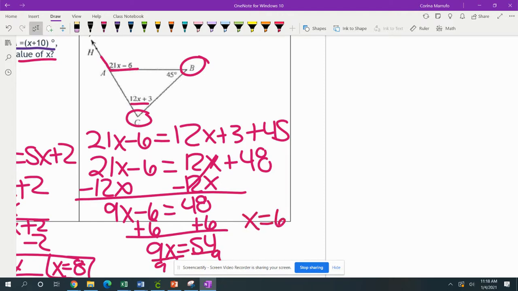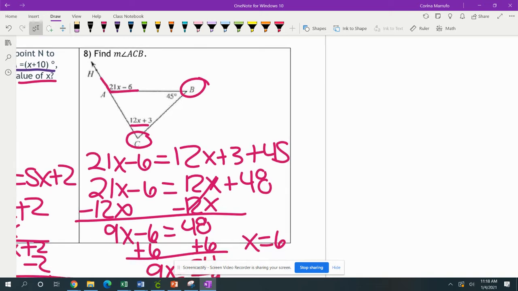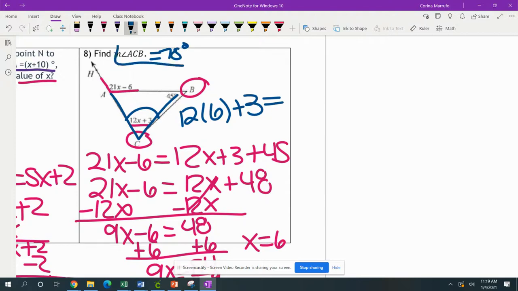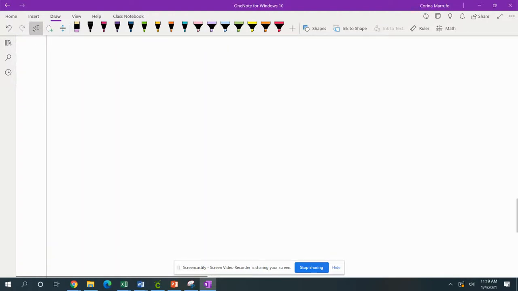Now they're not asking us to find x on this problem. They want us to find ACB. So ACB is this angle right here. So it's going to be 12 times 6 plus 3. 12 times 6 gives us 72, so 75. That's it. Yep, that's all the problems.